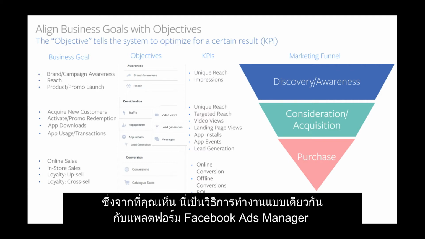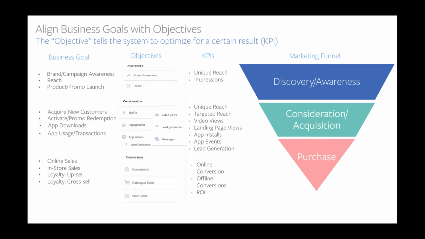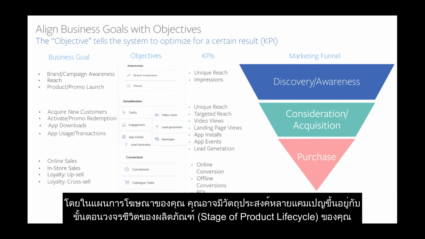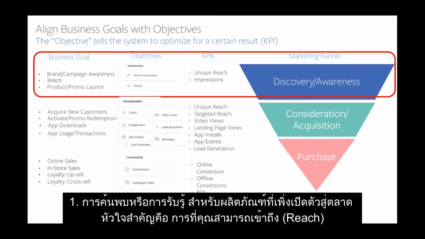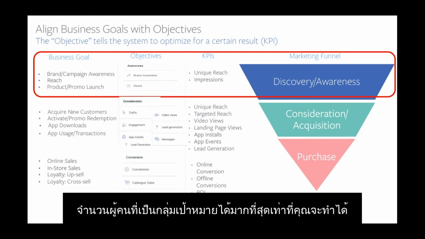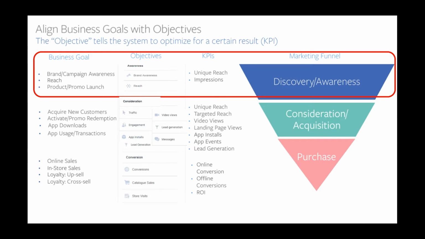And as you can see, this is the same way that Facebook Ads Manager platform works. In your media plan, you may have multiple campaign objectives depending on the stage of your product lifecycle. So for a quick review, these are the main stages in the path to purchase. First, you'll remember discovery or awareness. This is for products that just launched in the market. So the key is to reach as many people as you can within your target universe.